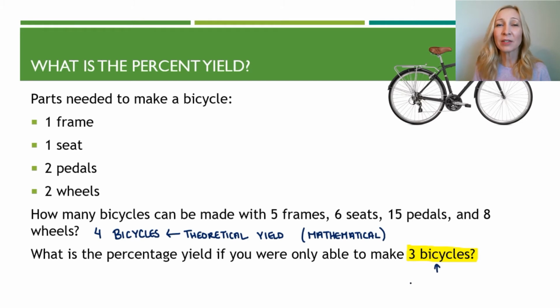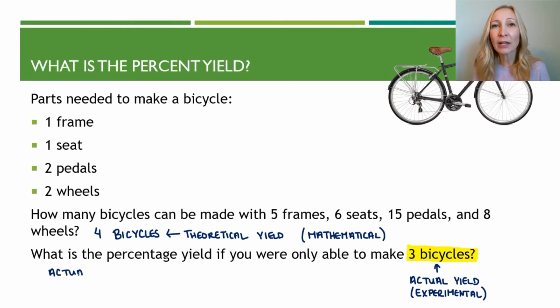The 3 bicycles is our actual yield. And usually you get an actual yield less than your theoretical yield, but things can happen. You can end up with 100%, over 100% yield just because of incorrect measurements or contamination or whatever. But your actual yield is what you get experimentally. This is your experimental yield. When you're doing a chemical reaction and you weigh your product, this is what you actually get.